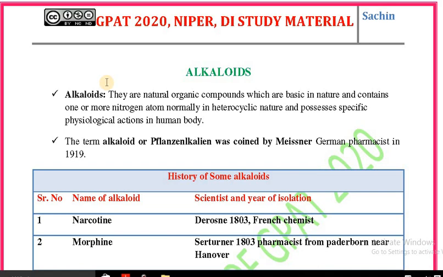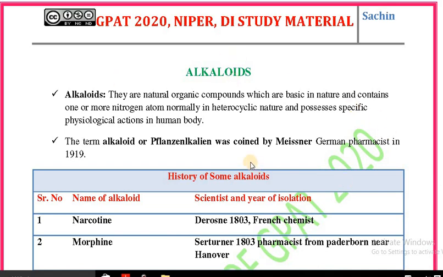So alkaloids. First of all, what is meant by alkaloids? They are natural organic compounds which are basic in nature and consist of one or more nitrogen atoms, which is normally present in a heterocyclic ring but may not be present in a heterocyclic ring, and they have specific physiological action on the human body. So alkaloids are basic nitrogenous compounds, where the nitrogen may or may not be in a heterocyclic ring, and they possess specific physiological action on the human body. So this is the definition of alkaloids.